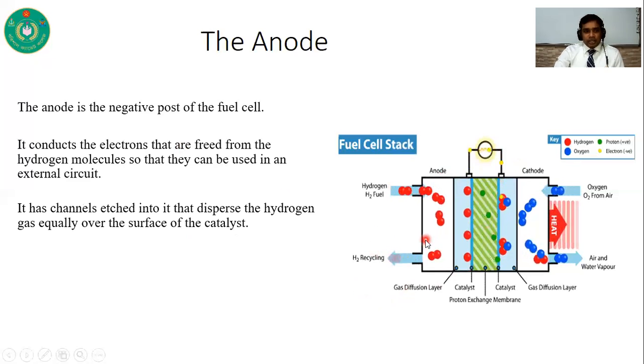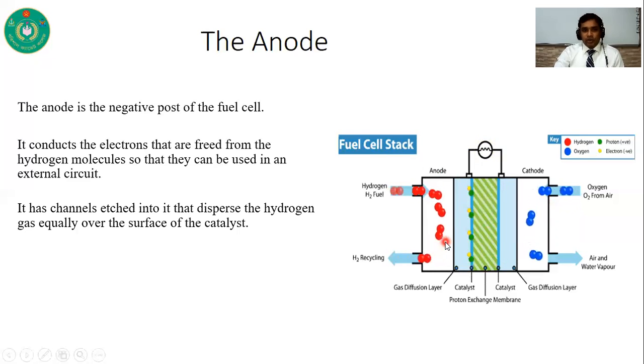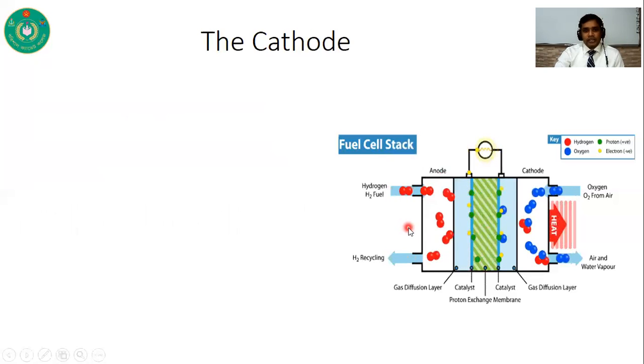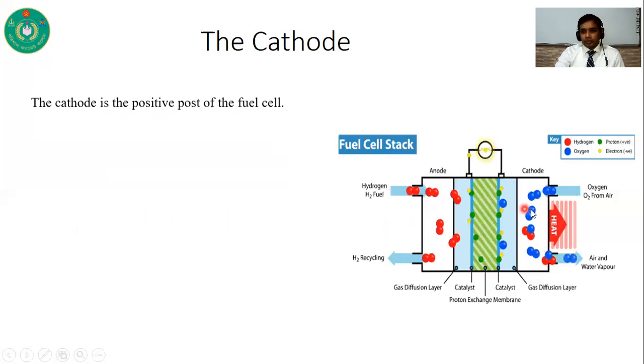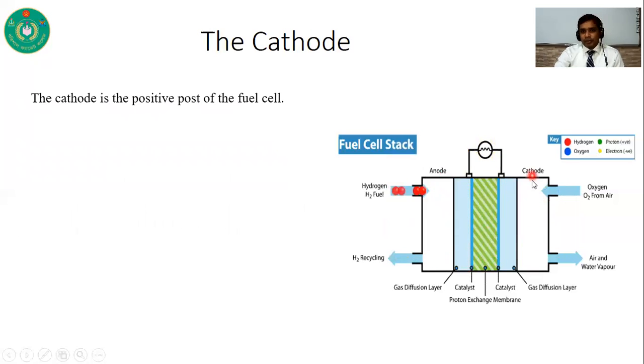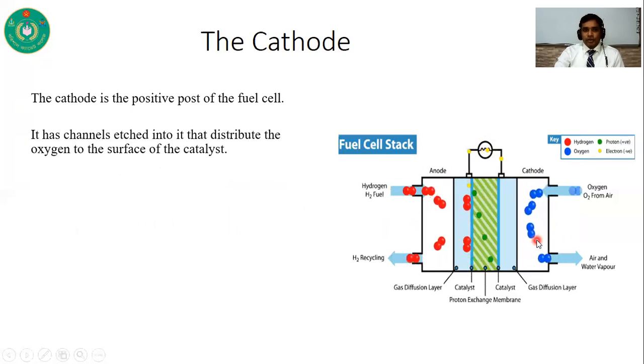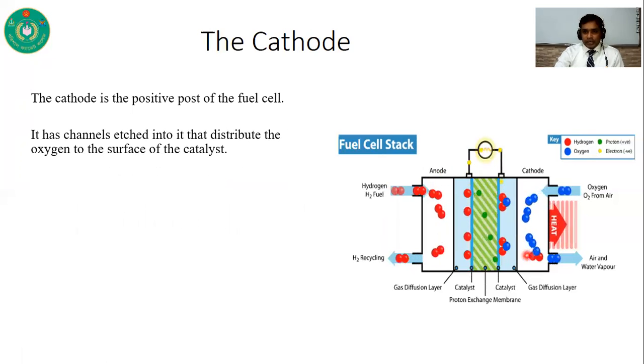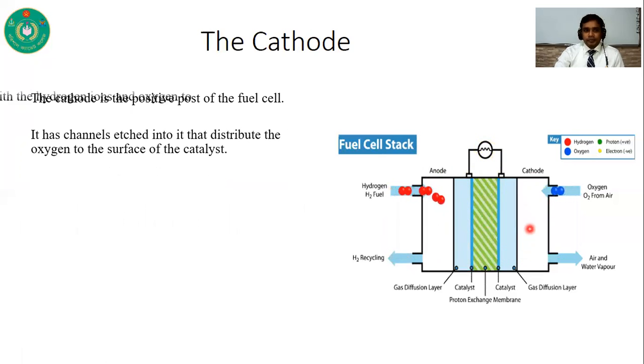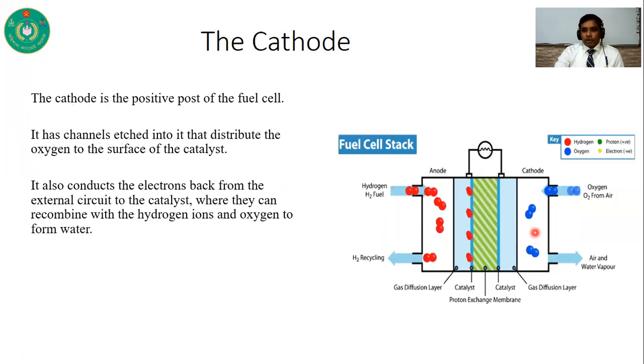It has channels etched into it that disperse the hydrogen gas equally over the surface of the catalyst. Now, what is the cathode? In a hydrogen fuel cell, the cathode is the positive post of the fuel cell, and it also has channels etched into it in such a way that it distributes all the oxygen over the surface of the catalyst. It also conducts the electrons back from the external circuit.